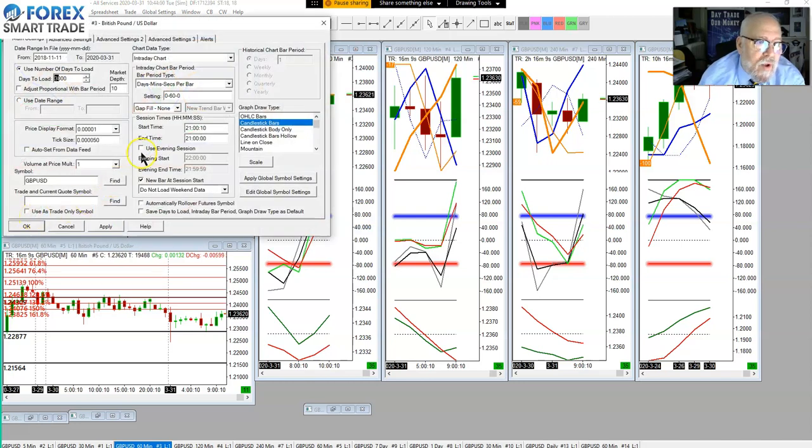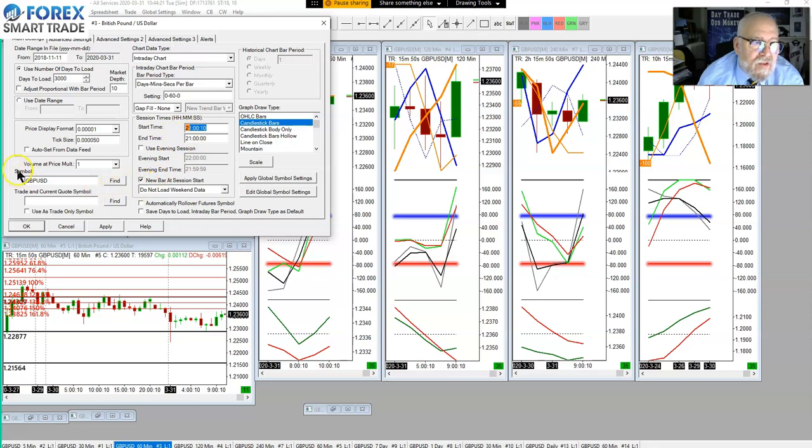Chart settings, by the way, on your charts, they should all be at 210010. Shouldn't be 22 here. If it's 22, you need to change it. 22 is standard time. We're on daylight savings time now. That happened a couple weeks ago.